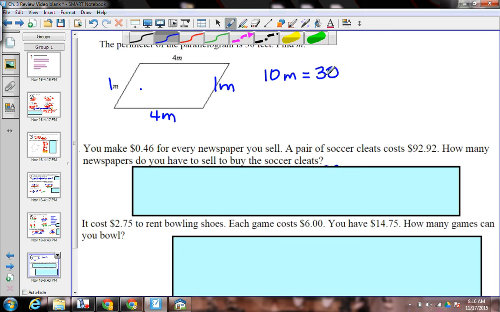So divide by 10, we know that m is equal to 3. And don't forget to label the units. It's meters in this case. Okay, so that is the value of m.